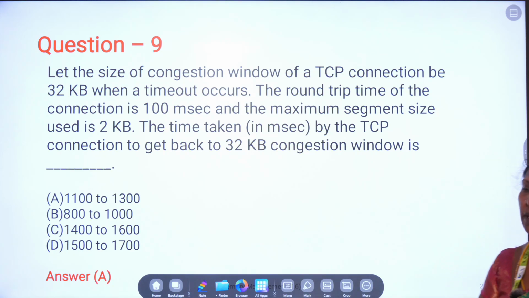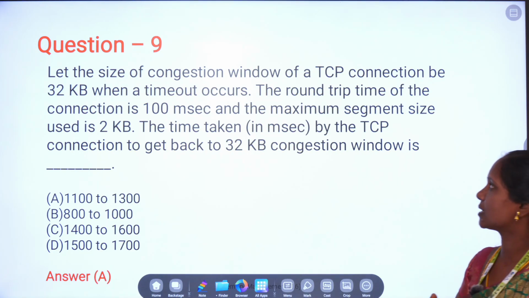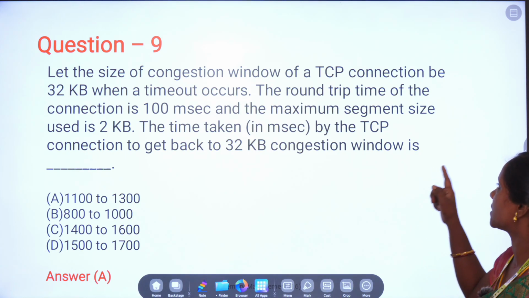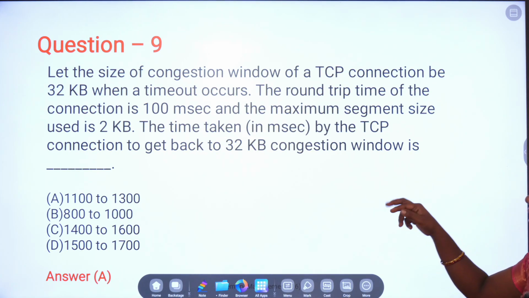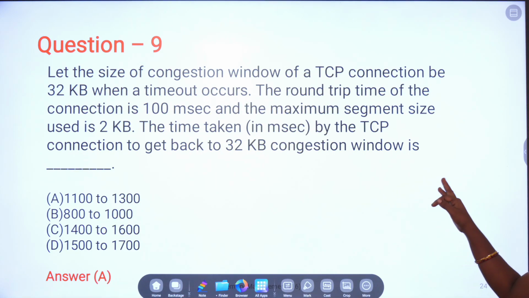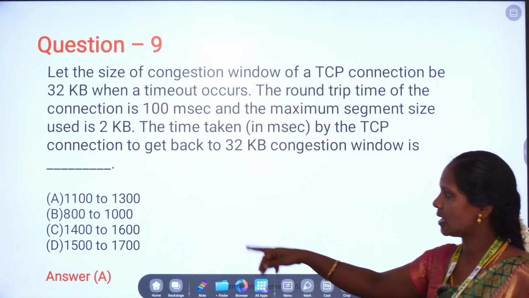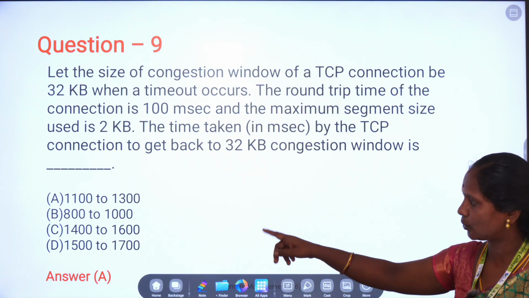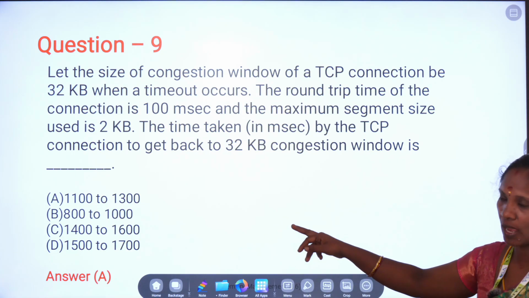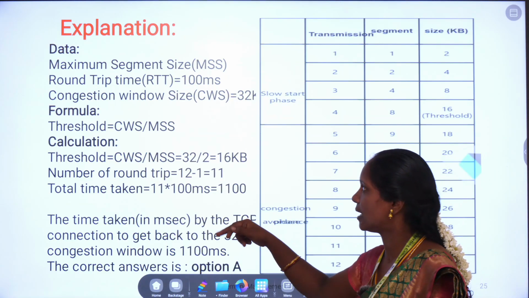Next, question number 9. Let the size of the congestion window of a TCP connection be 32 kb. When a timeout occurs, the round trip time of the connection is 100 milliseconds and the maximum segment size used is 2 kb. The time taken by the TCP connection to get back to the 32 kb congestion window is: we have 4 answers: 1100 to 1300, 800 to 1000, 1400 to 1600, 1500 to 1700. The answer is A. Let us see the explanation.